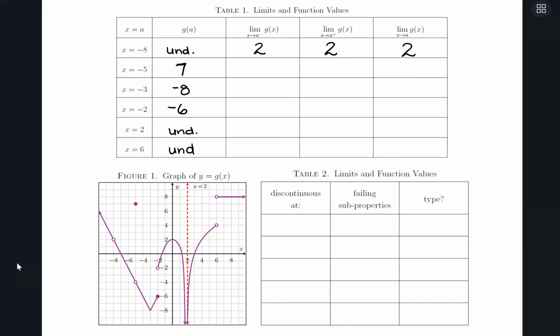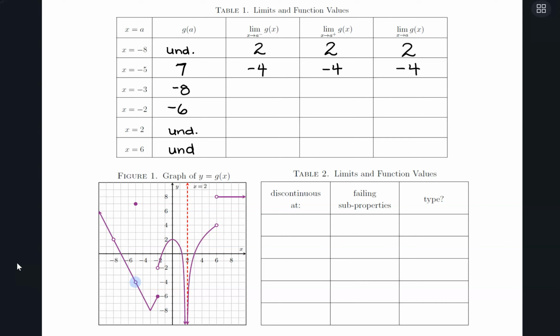When we're at x equals -5, approaching from the left, we're approaching an output of -4. From the right, we're also approaching an output of -4, which means our two-sided limit matches up at -4. So even though we're defined elsewhere, our limits are approaching -4.